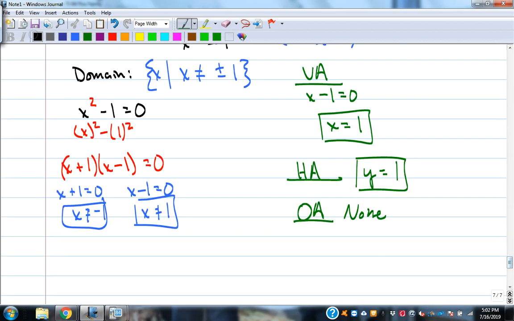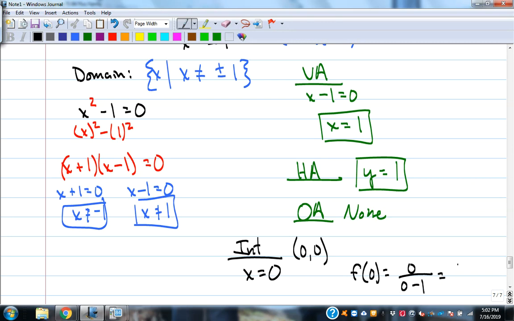Now we've got to get the intercepts. This one's not hard to get intercepts on because the numerator of the simplified version, we set it equal to 0. We're already done: 0, 0. And then the y-intercept, we just plug in a 0 for x. 0 over 0 minus 1 would be 0 over negative 1, which is 0. Hey, that's the same point. We already got that one. So there's only one intercept here. It's at the origin, 0, 0. It's an x-intercept and a y-intercept because that's the only point that does both of those. Okay.